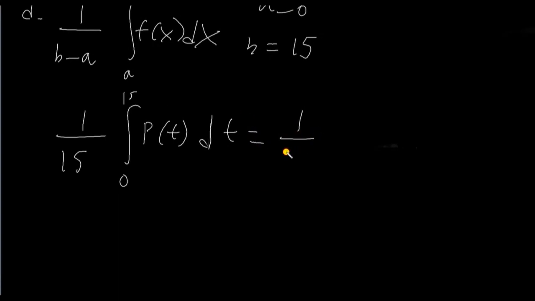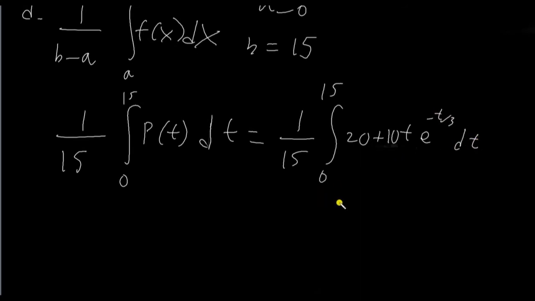So this is 1 over 15 times the integral from 0 to 15 of 20 plus 10 t e to the negative t over 3 dt. You really can't do this by hand unless you're in BC, because this would require integration by parts. But you can just use a calculator, plug it in, and you're going to get 25.757. For the units, this is average temperature, so the units are the same as for temperature, degrees Celsius.